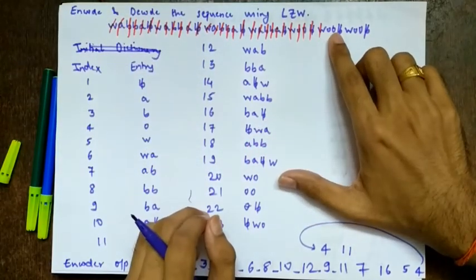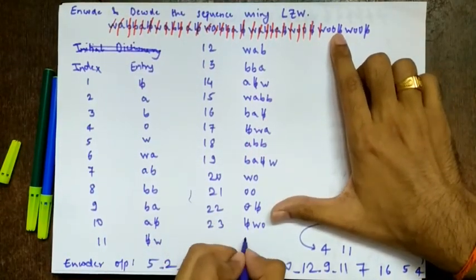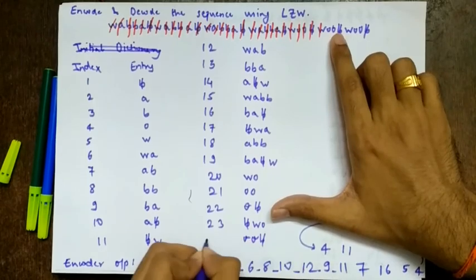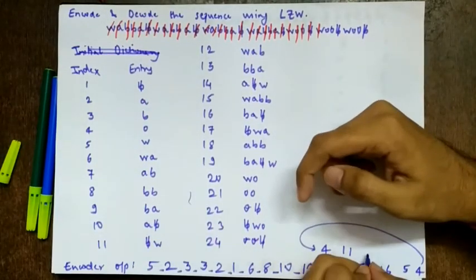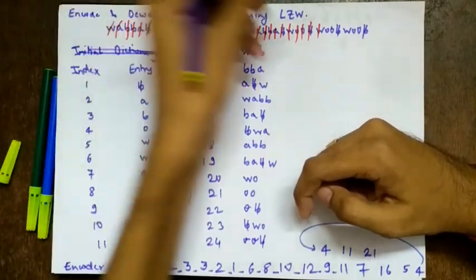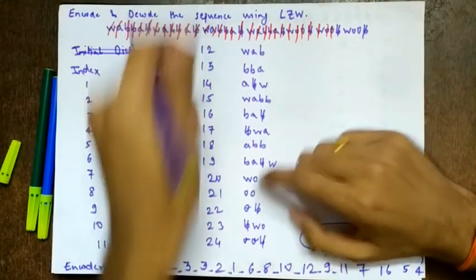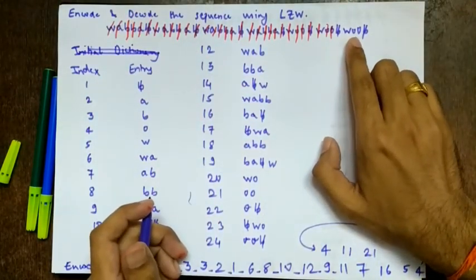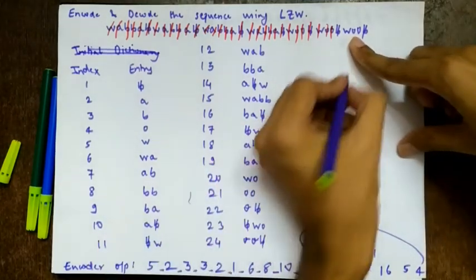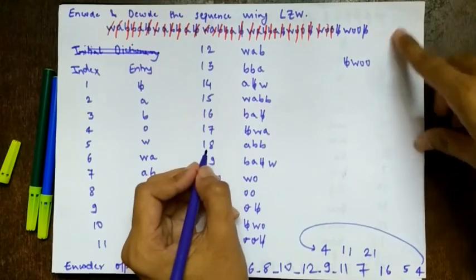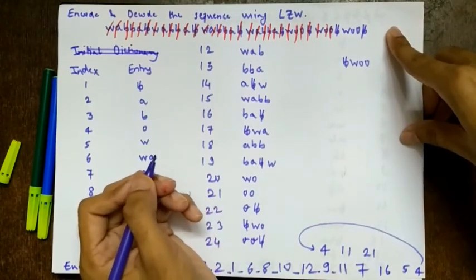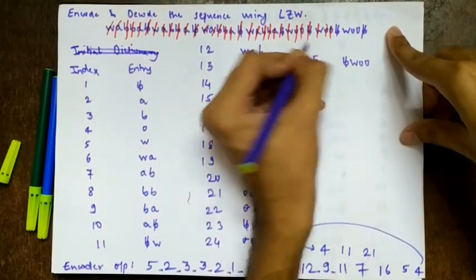Then O is there, OO is also there, OOB̄ is not there. So OOB̄ is entry 24. So remove the last alphabet, O. What is it? 21. So 21. So OO is done. Then B̄ is there, B̄W is there, B̄WO is also there, right? So B̄WOO, right? So what is it? Entry number 25, right?